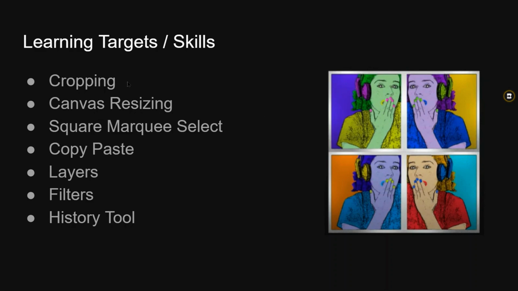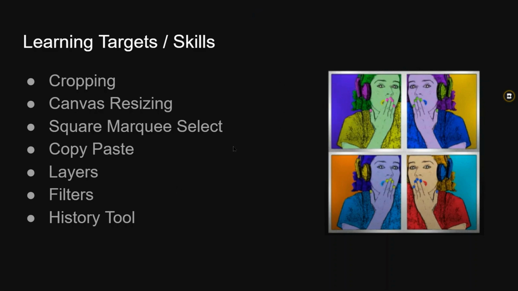The tools we're going to learn on Photoshop are the cropping tool, the canvas resizing, which is sort of like the background, using the square marquee select where we can select something at a direct ratio, simple copying and pasting, and working with our layers, filters, and the history tool.